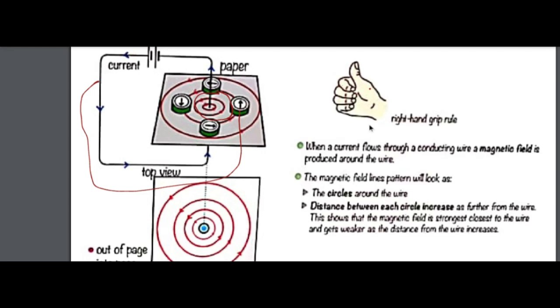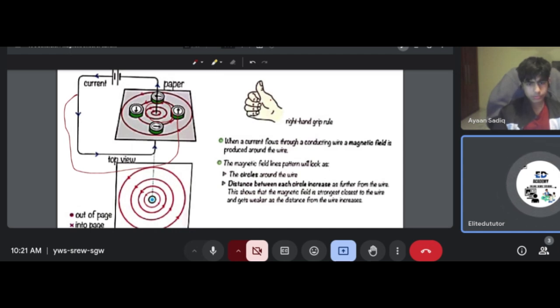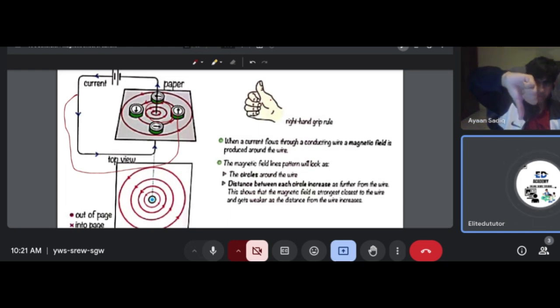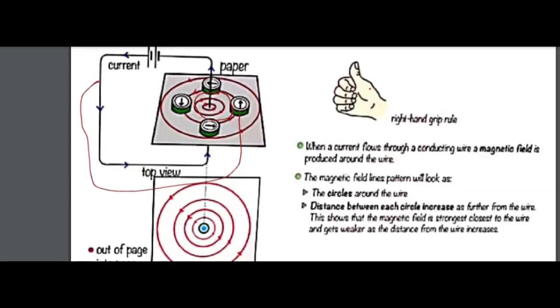For example, in the picture, can you make the right-hand grip rule according to this? Very good. If I change the direction of current, you have to move your thumb downward. Now look, the direction of current is changed and the direction of the magnetic field is also changed. Okay, good. Now we can continue.